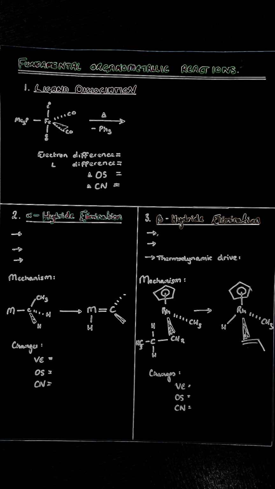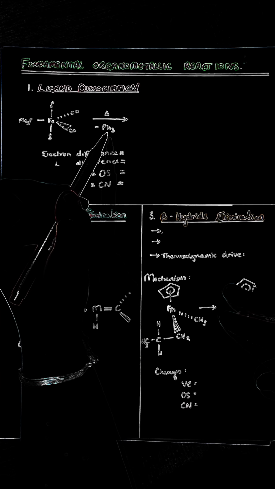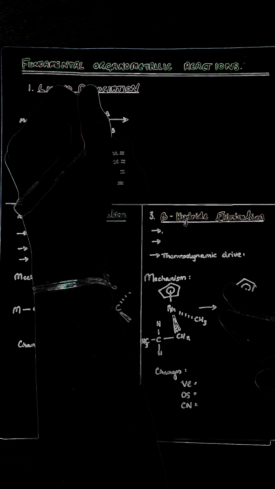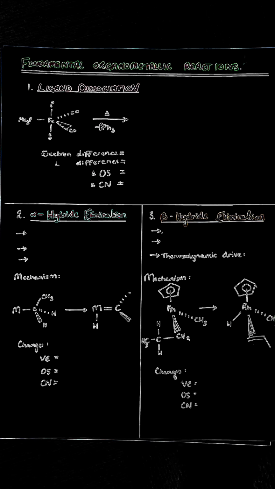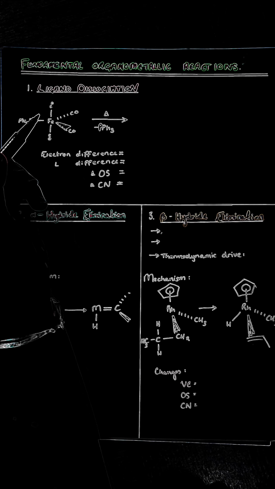So these are the fundamental organometallic reactions that we need to know. The first is ligand dissociation. This is basically where the ligand dissociates, leaving a vacant site for the substrate, and is often the first step in catalysis. So, for example, this one should be a phosphorus, so PH3 or PMe3 is readily displaced.